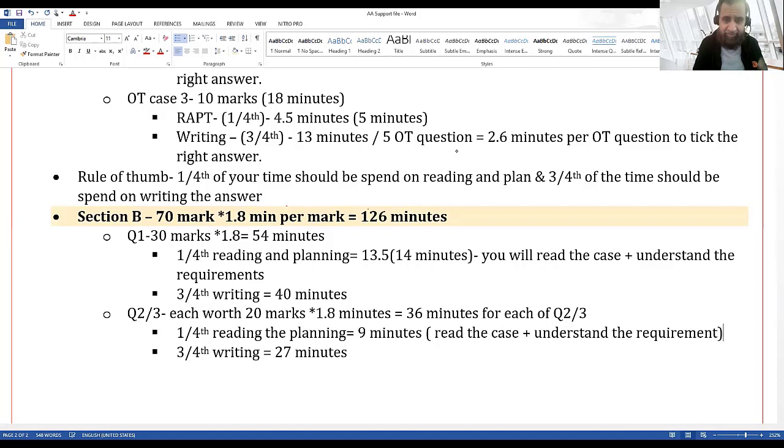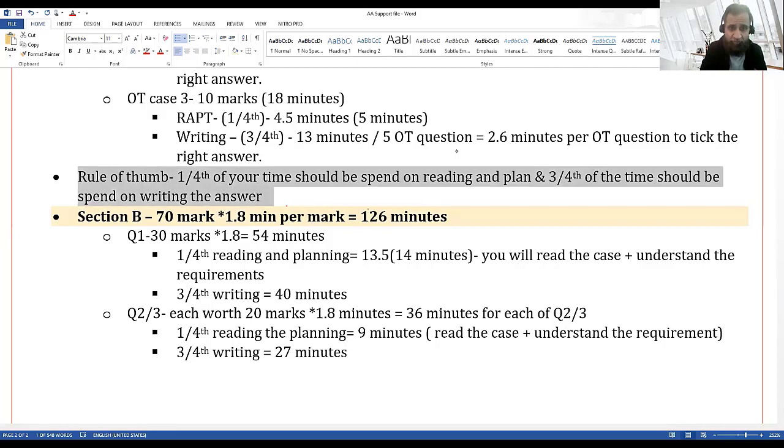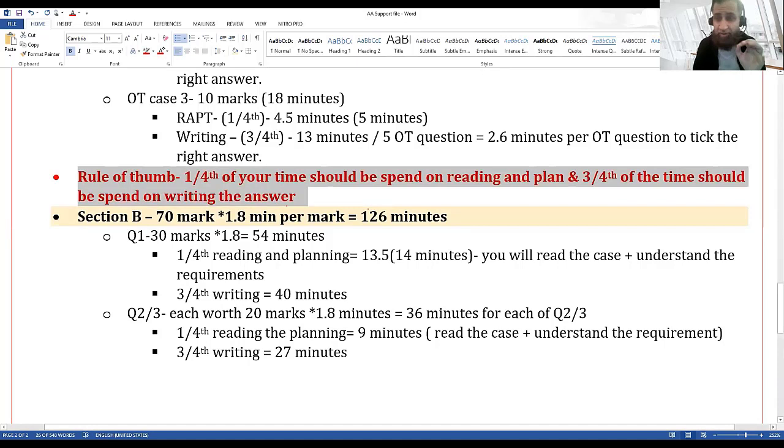So is everyone clear with the rule of thumb? The rule of thumb given by ACCA is that 1/4 of your time should be spent on reading and planning, and the 3/4 time should be spent on writing. If you follow that rule, things will become easier for you, because the investment of time you spend on reading and planning is worthy.